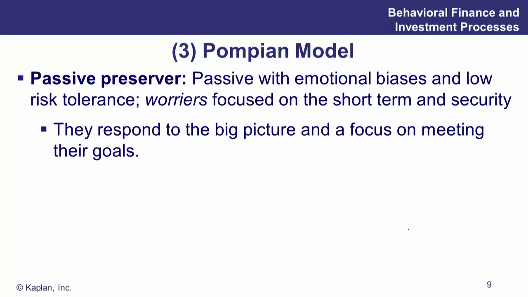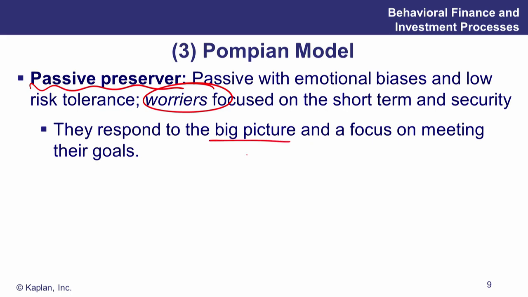There's no straight arrow idea under the Pompian model, but if we go back to the behavioural investment types of the Pompian model, yes, here they are. Passive preserver, you'll remember they were bottom right. They were the risk-averse, cautious and anxious, emotional warrior. Now, if you are dealing with a passive preserver, don't start talking to them about Sharpe ratios and standard deviations.